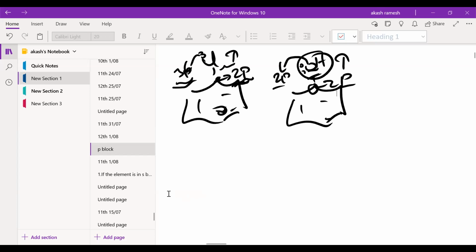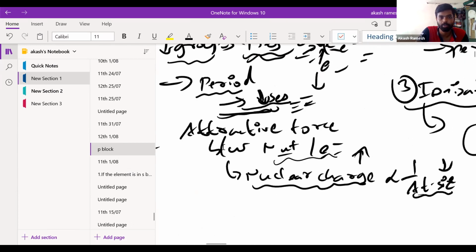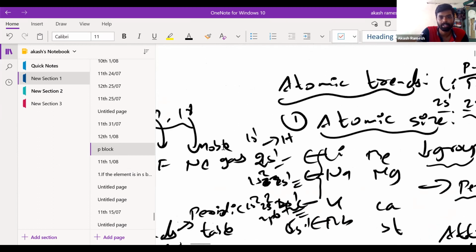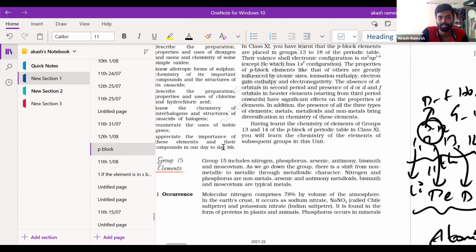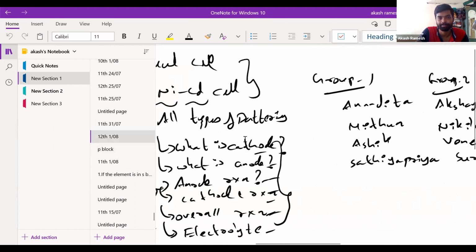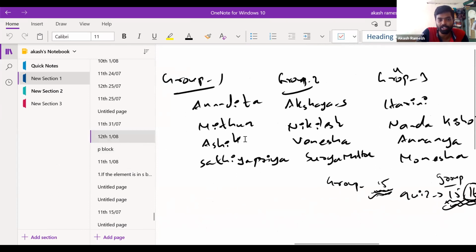Okay, right. Any other question anybody has? Right now I have to look into the groups. Where is the thing which I converted into groups? Where is it? Okay, it's here. Right. So group 1, are you ready? Ananditha, Mithun, Ashik, and Satyapriya. All four of you are there.